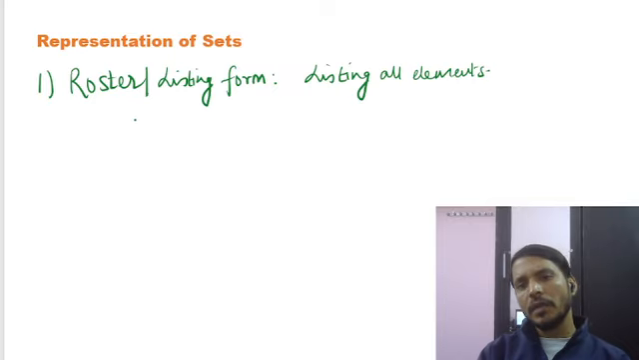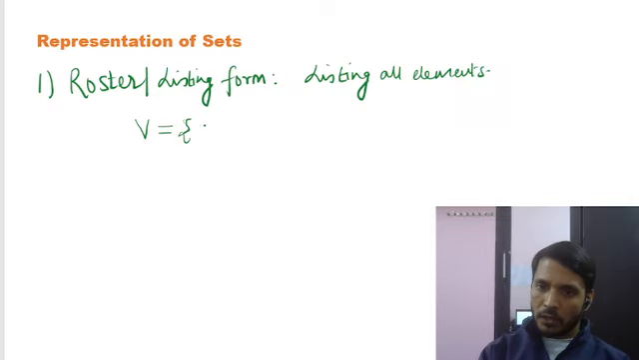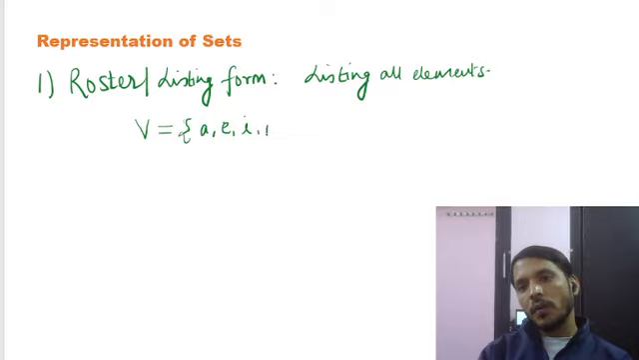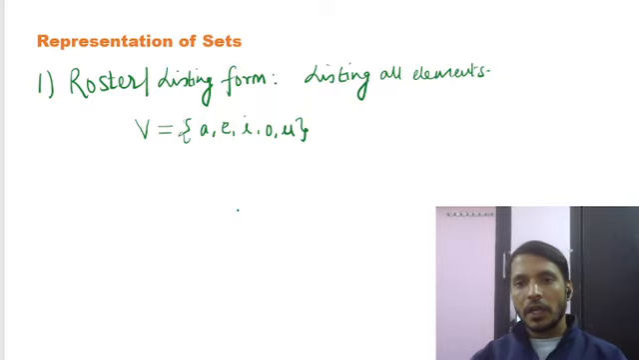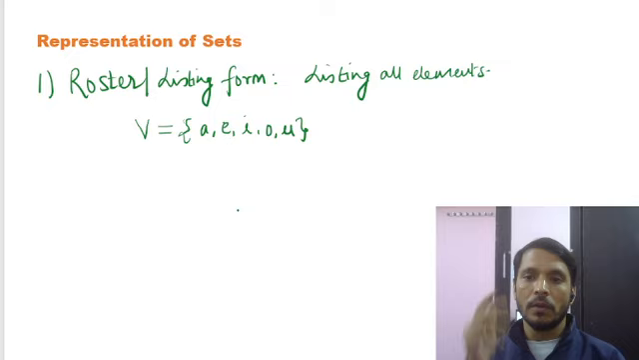When we want to write the collection of all vowels, how are we writing? We are using the symbol of the set here, and always we are writing all the elements separated by commas: A, E, I, O, U inside curly brackets. So that will represent the set, but in roster or listing form.